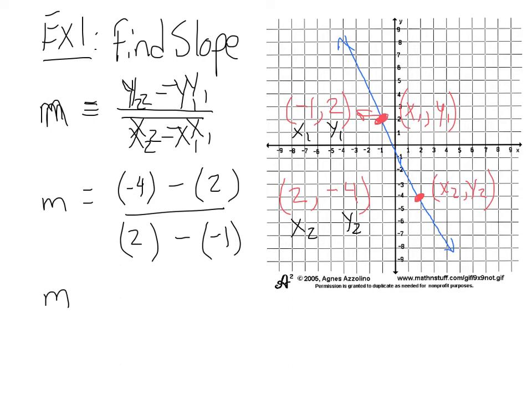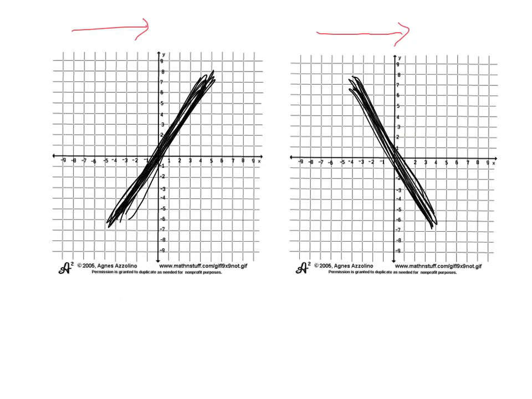So really, when we simplify up top, we've got a -4 and a -2, -6. On the bottom, be careful, 2 and the opposite of -1, which is 1. 2 and 1 is 3. The slope is -2.